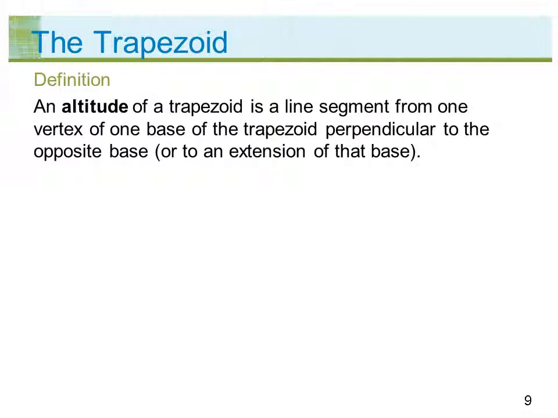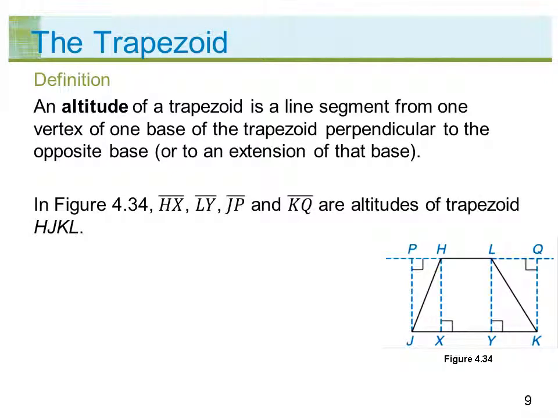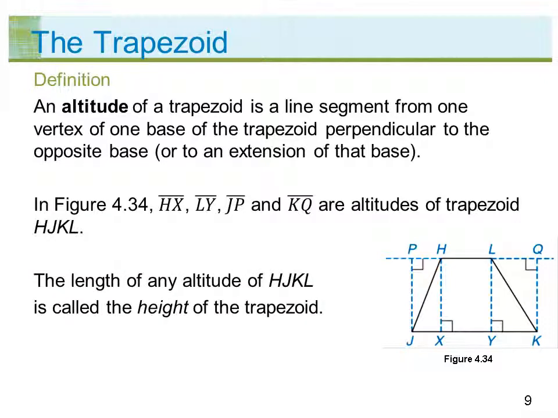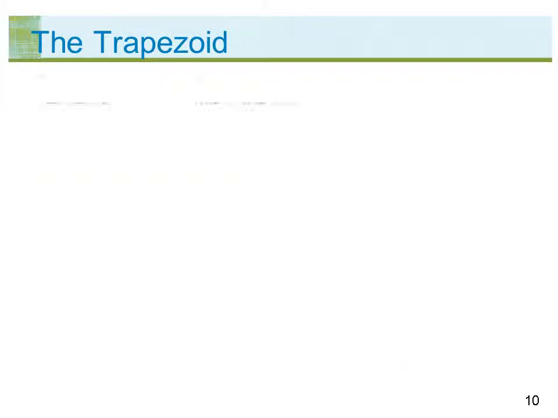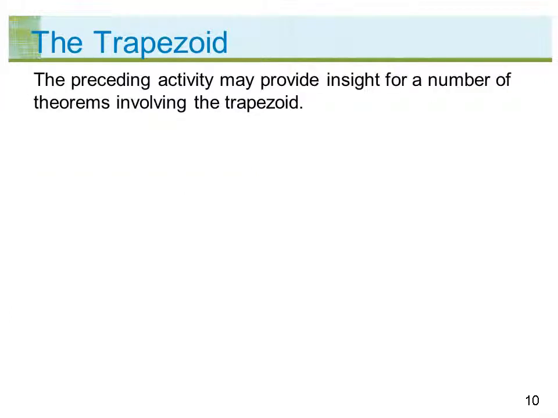Definition: an altitude of a trapezoid is a line segment from one vertex of one base of the trapezoid perpendicular to the opposite base, or to an extension of that base. In figure 4.34, segments HX, LY, JP, and KQ are altitudes of trapezoid HJKL. The length of any altitude of HJKL is called the height of the trapezoid. The preceding activity may provide insight for a number of theorems involving the trapezoid.